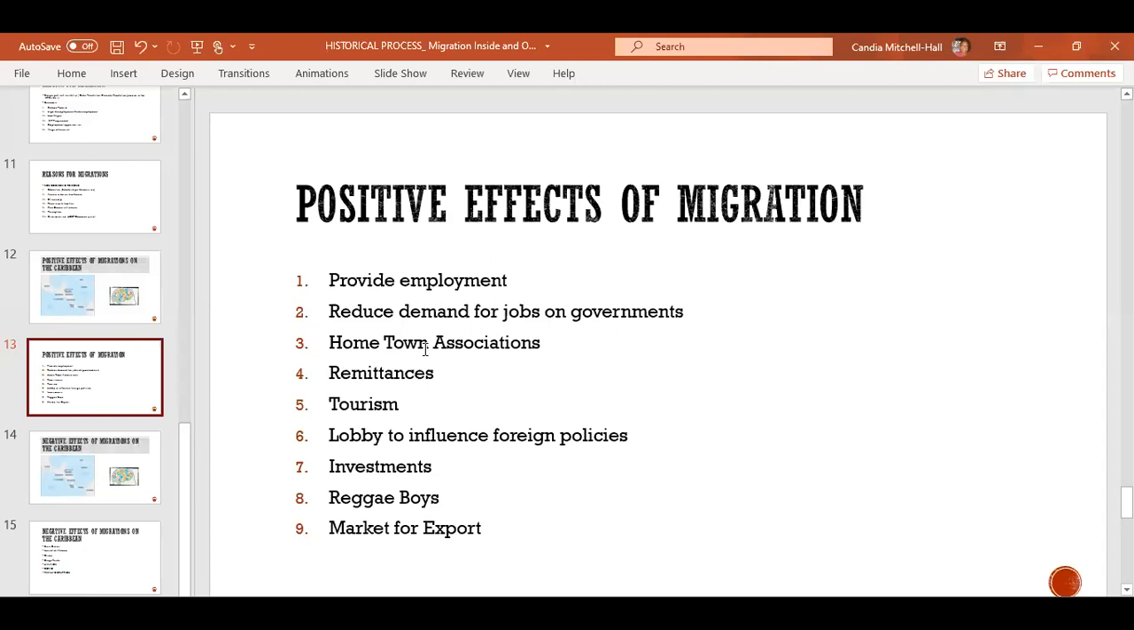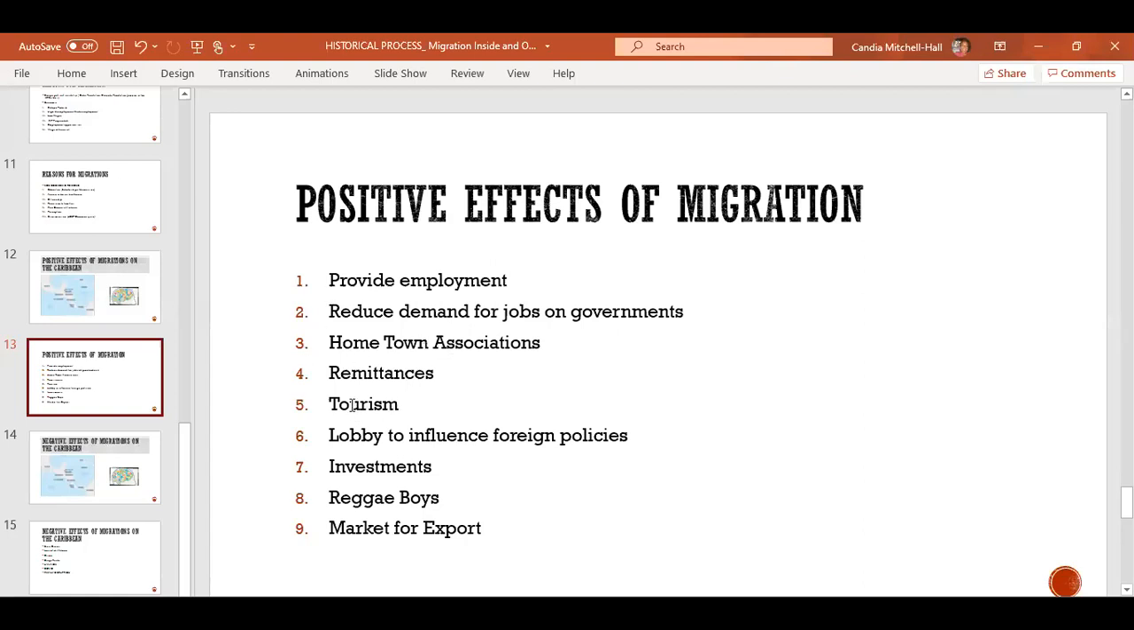Right, I believe last week I read where the association abroad of Kingston College would have donated, I believe, $15 million. So all of the KC old boys living abroad sent $15 million to KC to help them with COVID preparation and all of these different things. The hometown associations are very important.